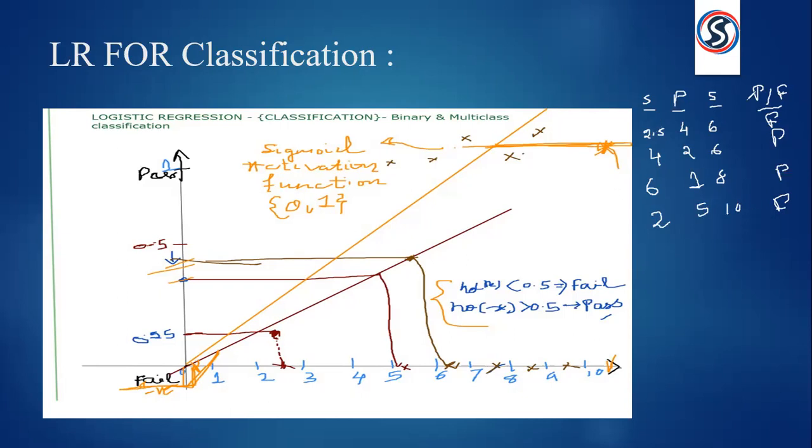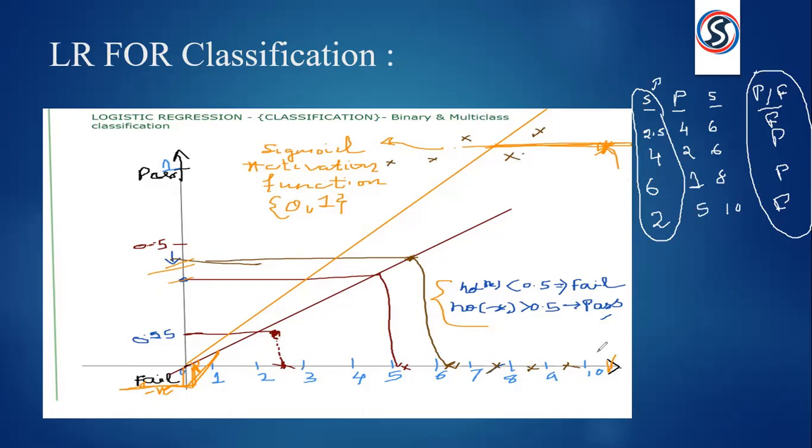Now, if I plot this into a graph, how will it look? Okay, what is my output? This particular pass or fail output is completely depending upon the number of study hours, right? Yes or no? So let's take this variable and plot my logistic regression graph.